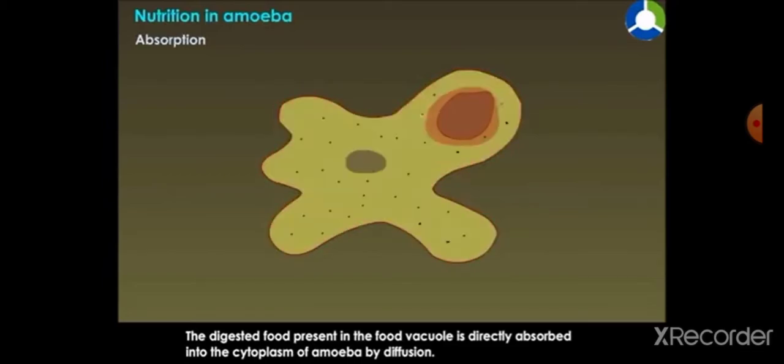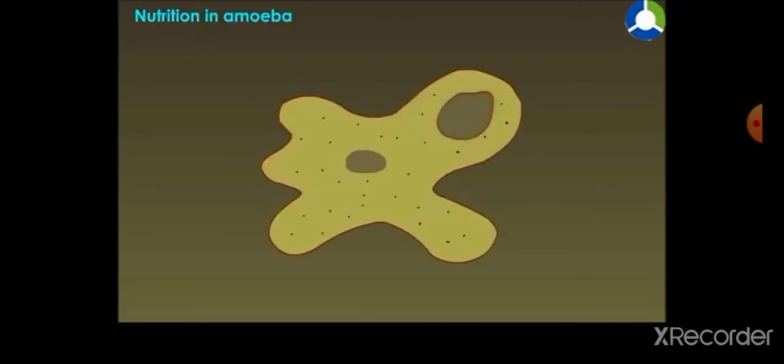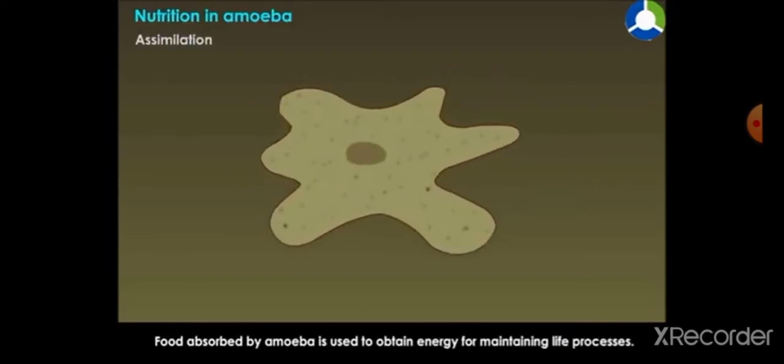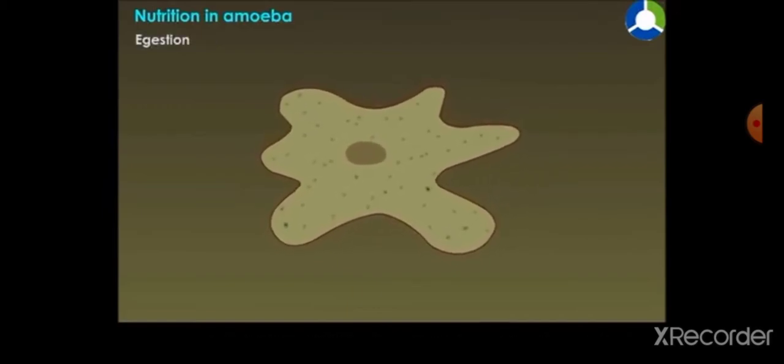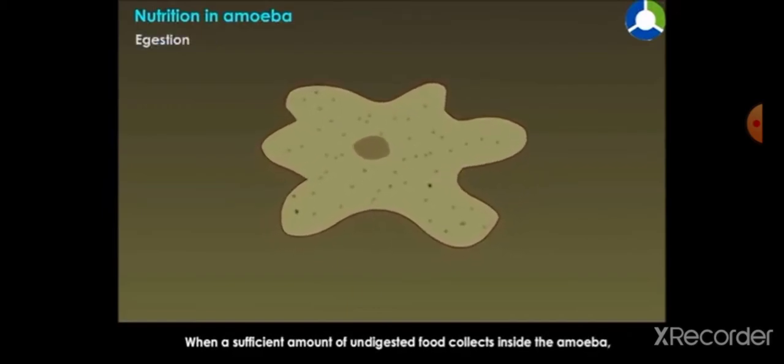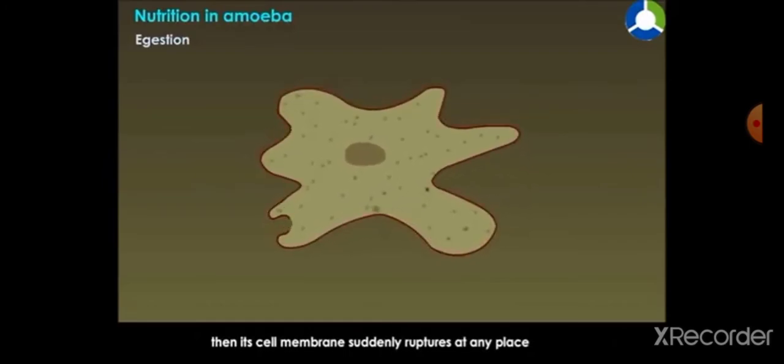Immediately the digested food is assimilated, that means it is used for production of energy for the life processes. That's why in amoeba absorption and assimilation takes place simultaneously. After assimilation, after a sufficient amount of undigested food material is collected in the vacuole, the body wall ruptures anywhere and the undigested food material is ejected out, is sent out of the body.